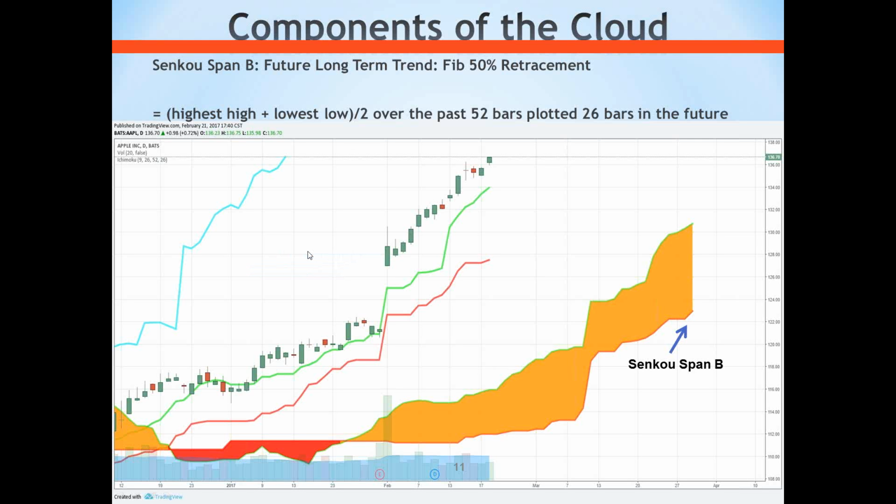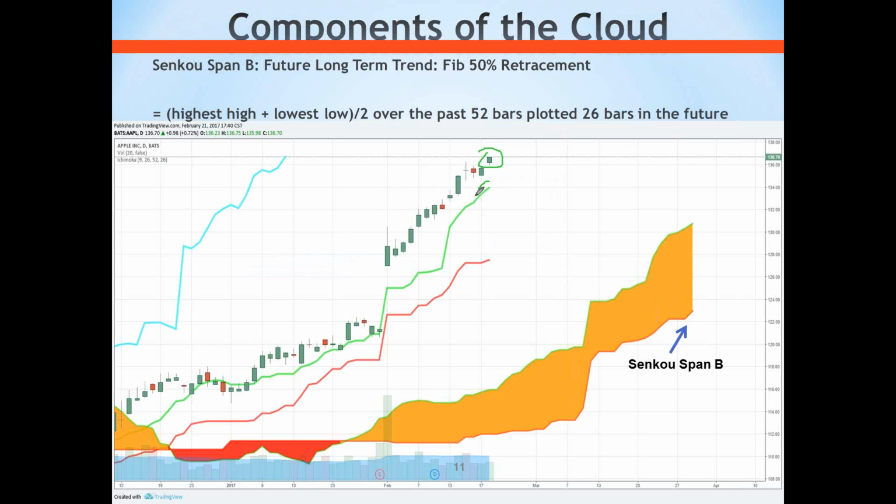Cool. When I say 26 periods into the future, does that mean a shift of 26 periods? I'm not sure what you mean by that, Scott. So basically, the calculation for the Senkou-span A and Senkou-span B happens right now, okay? So today, using the data that we have for these two components, they calculate that level. That level is then plotted 26 bars into the future.